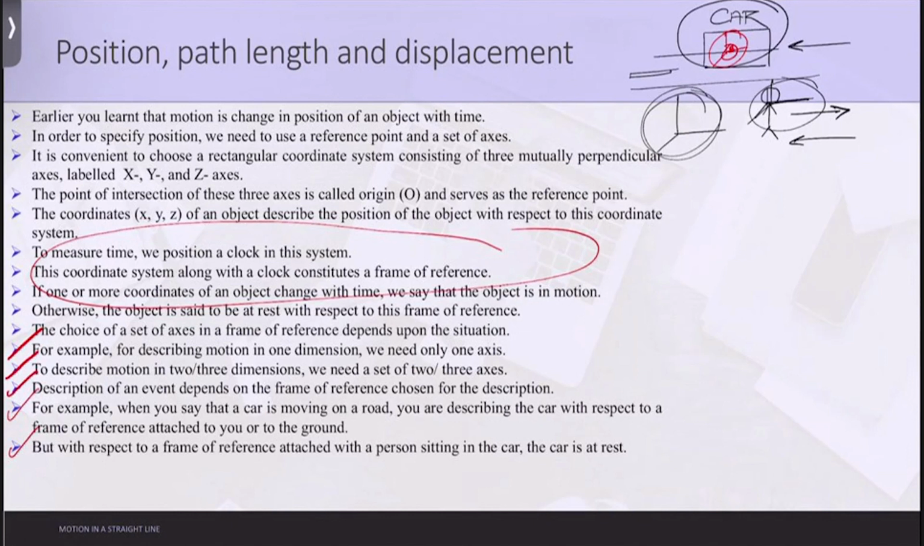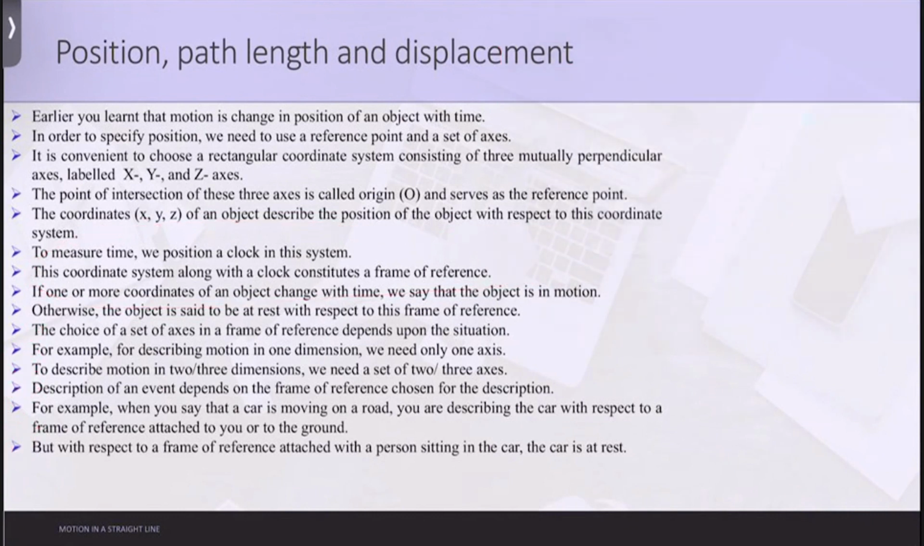So if the frame of reference is attached to the person sitting in the driver's seat, then we can say that the position of the watch has not moved. But if the frame of reference is kept outside, then it is clear that the position of the watch has moved from this position to this position. That is quite in motion. That is how the frame of reference changes the value of displacement, velocity, distance, etc. So that was all the concepts I was trying to explain here.